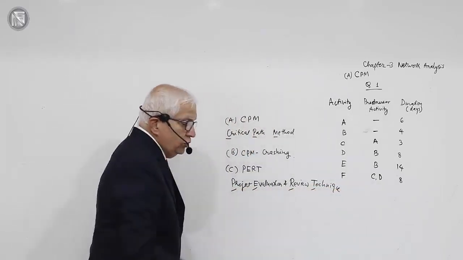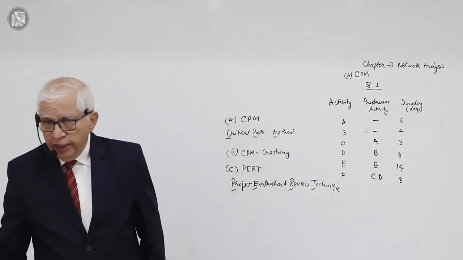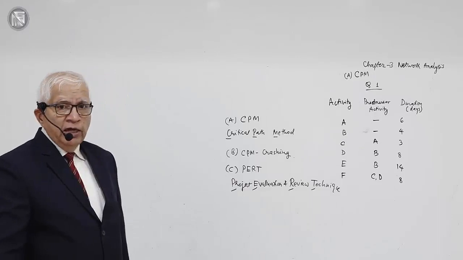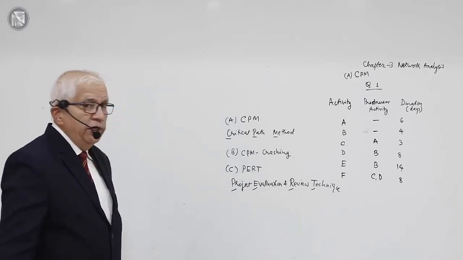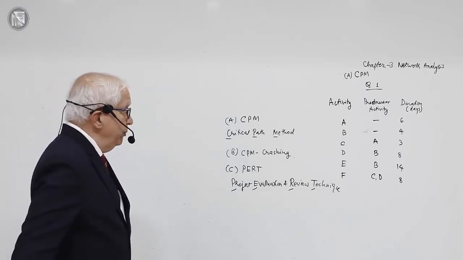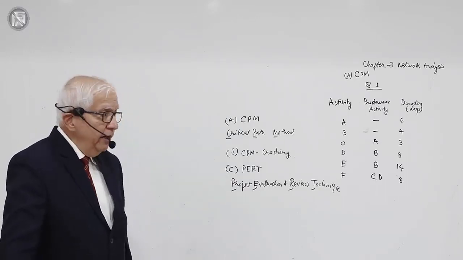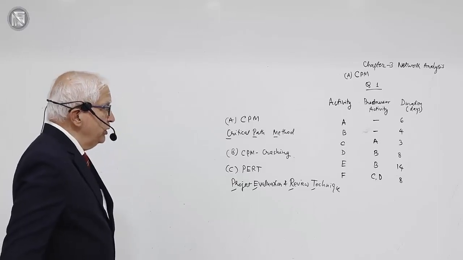PERT is sometimes also known as program evaluation and review technique. Both the names are prevalent. So this is part C that we'll be doing. I'm breaking up this chapter into 3 broad parts: CPM first, CPM crashing second, and PERT calculations the third.